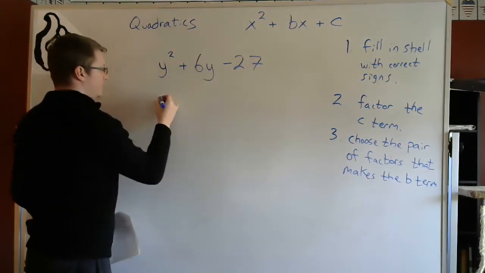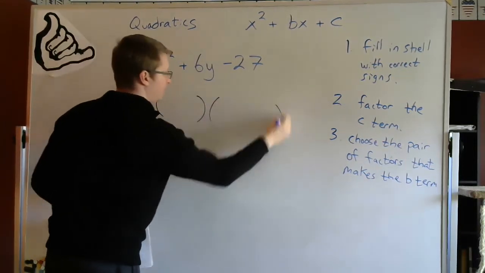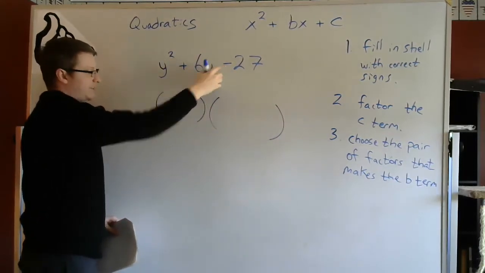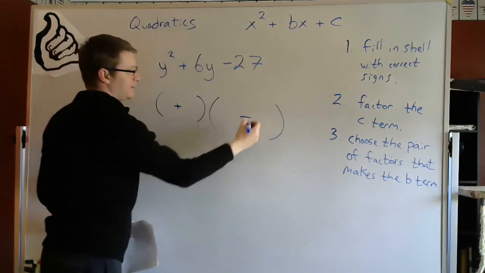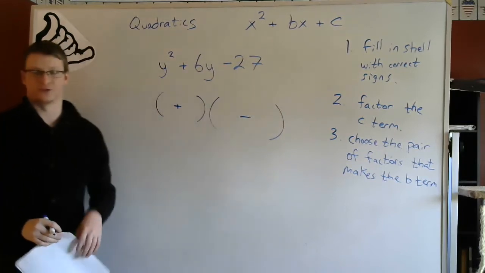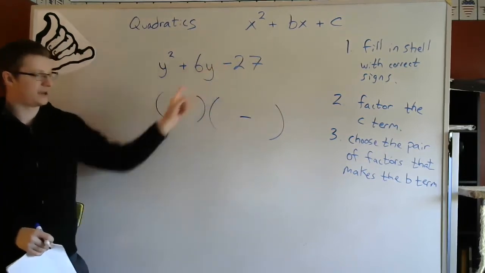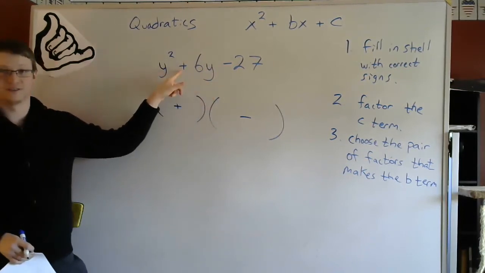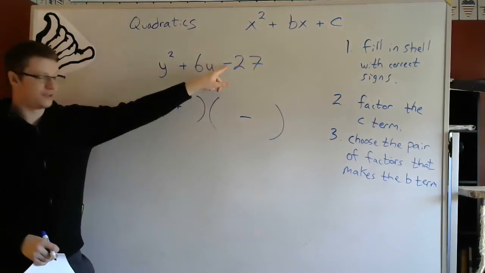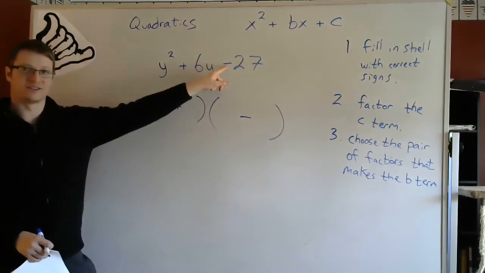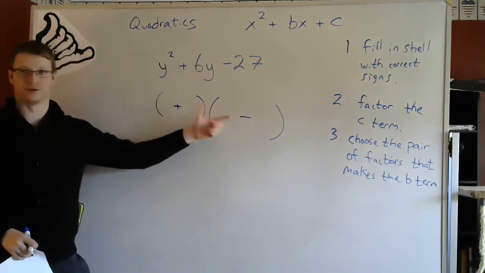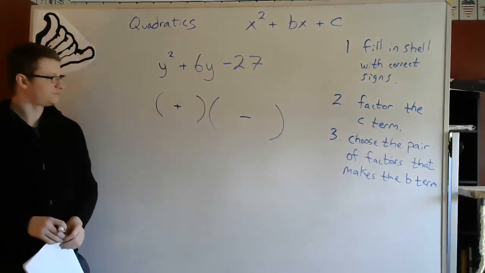And if we look at our shell, to figure out what signs go in here, I look at my last sign. And because this is a minus sign, I know that I need a plus and a minus. That was the rule. If this is a minus sign, I need a plus and minus. As a matter of fact, it doesn't even matter what this sign is. As long as this one on C is minus, it's got to be plus minus or minus plus. Doesn't matter the order. We're multiplying, right?